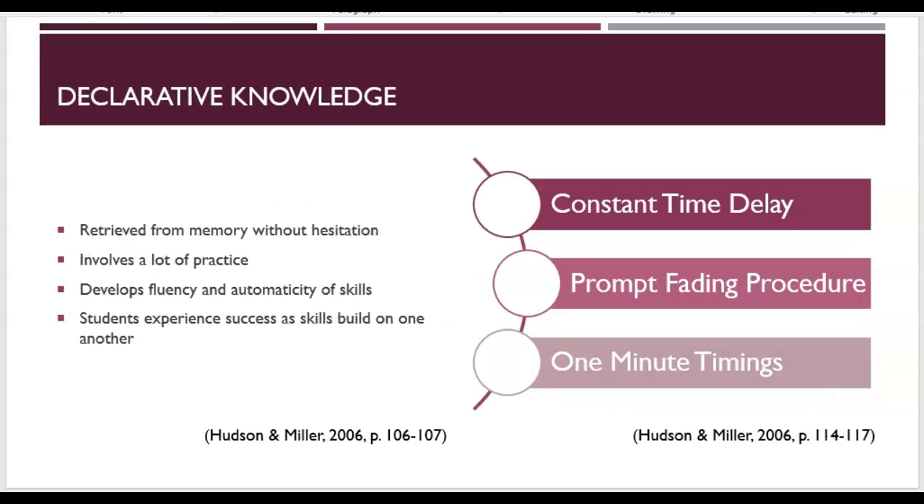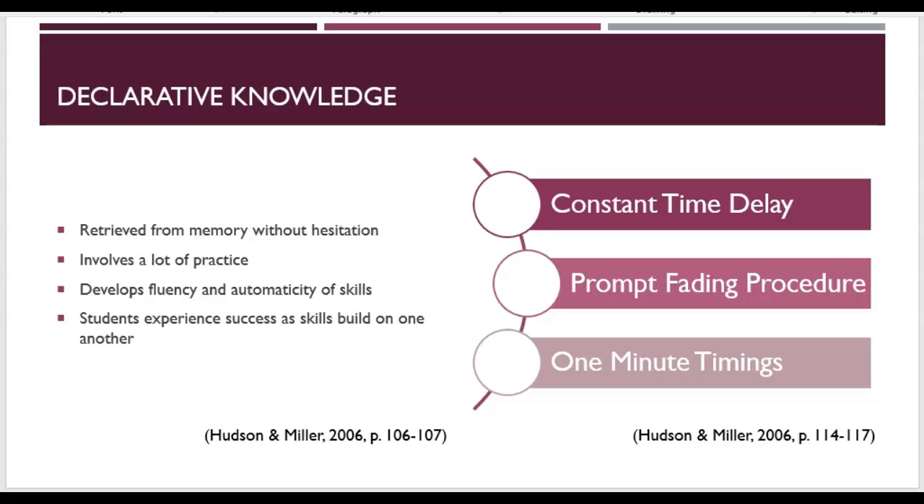Declarative knowledge is all about students retrieving information that they have memorized without any hesitation. Declarative knowledge involves a lot of practice and develops fluency and automaticity of math skills. Students are able to experience success and progress through curriculum as the skills build on one another and become more complex. One instructional strategy for promoting declarative knowledge is constant time delay, where the teacher provides a prompt when a student fails to respond within a few seconds.